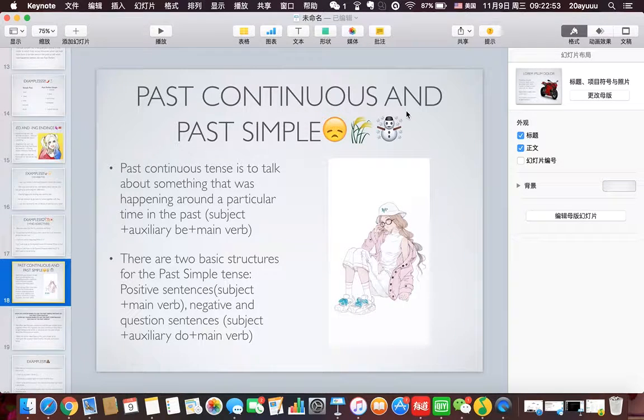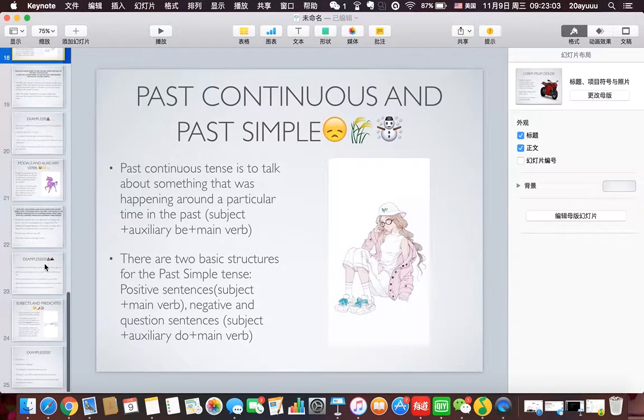Past continuous and past simple. The past continuous tense is used to talk about something that was happening around a particular time in the past: subject plus auxiliary be plus main verb. There are two basic structures for the past simple tense. Positive sentences: subject plus main verb. Negative and question sentences: subject plus auxiliary do plus main verb.